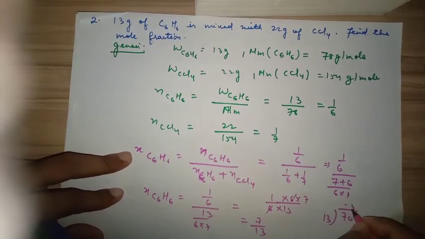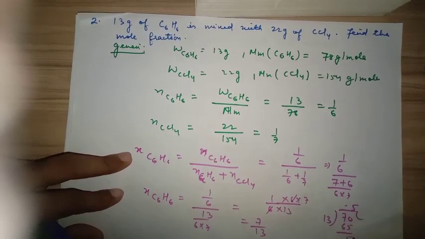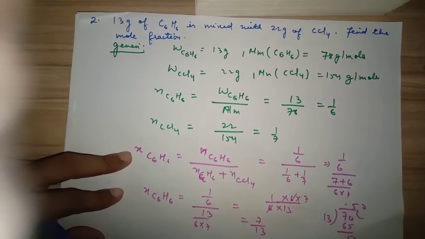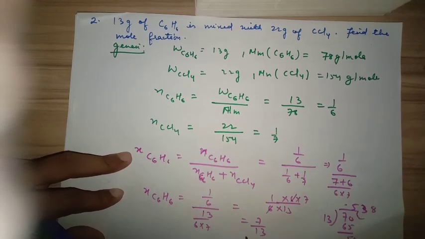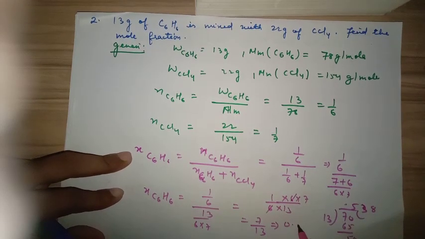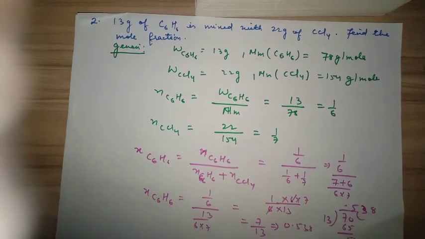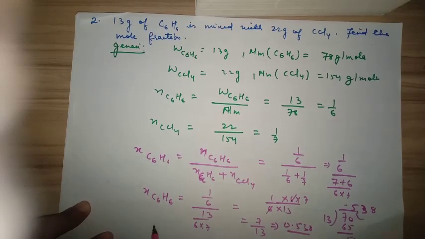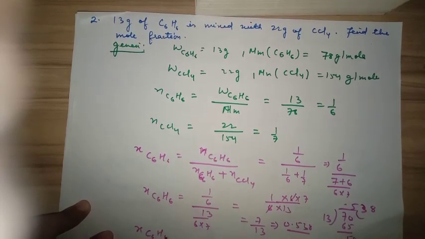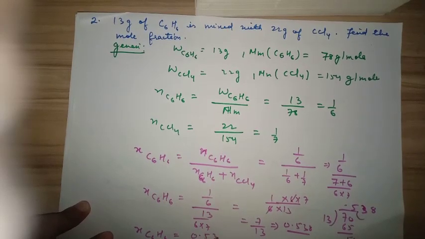Now we can solve 7 by 13. On dividing, it will be 0.538. So here the mole fraction of C6H6 is given as 0.538.